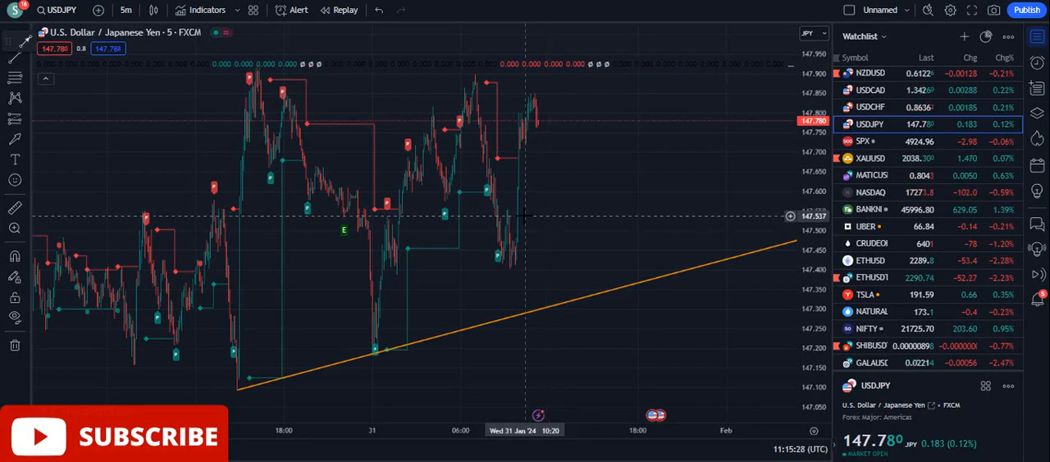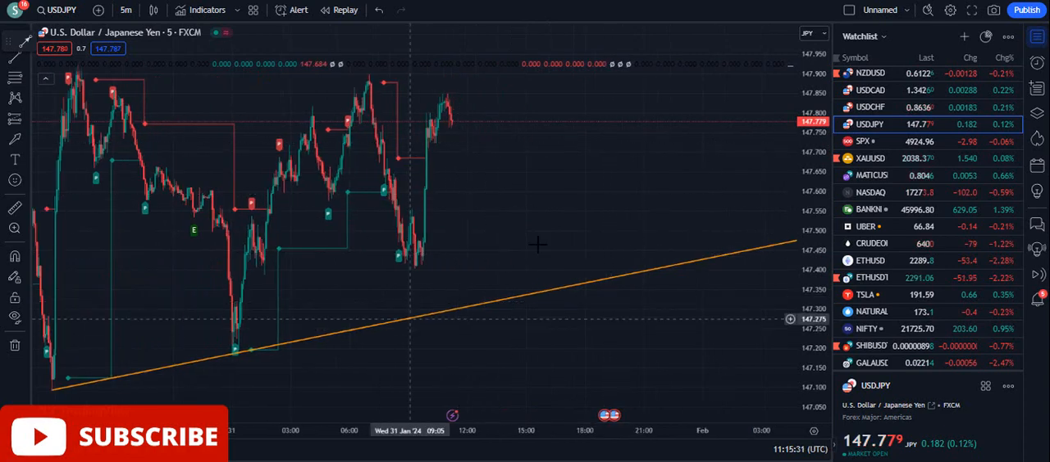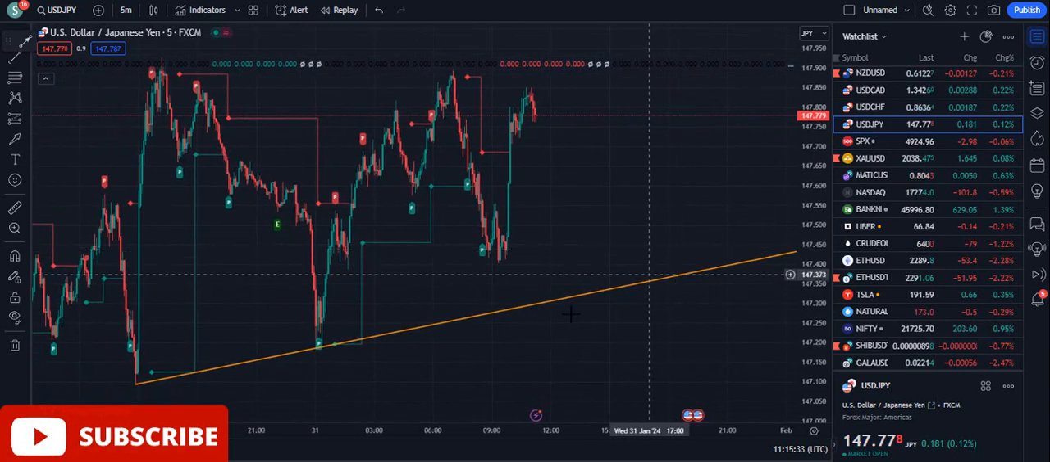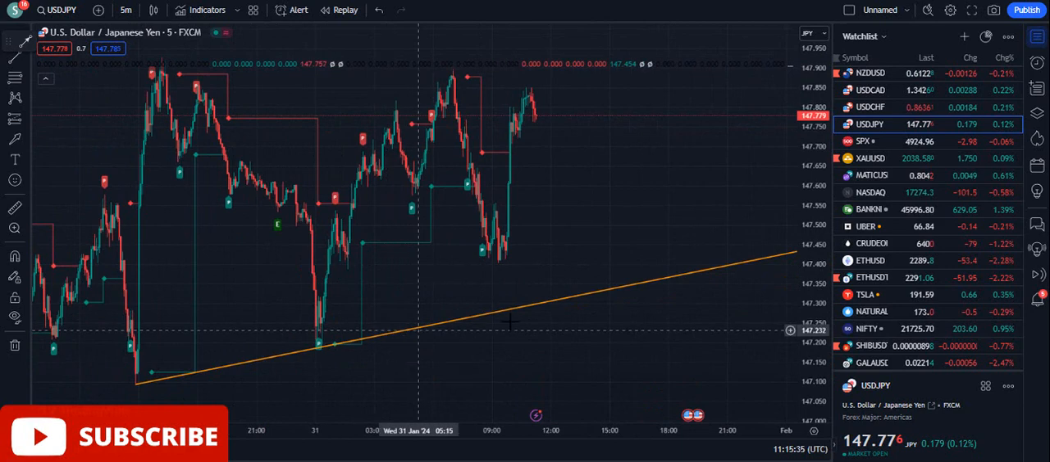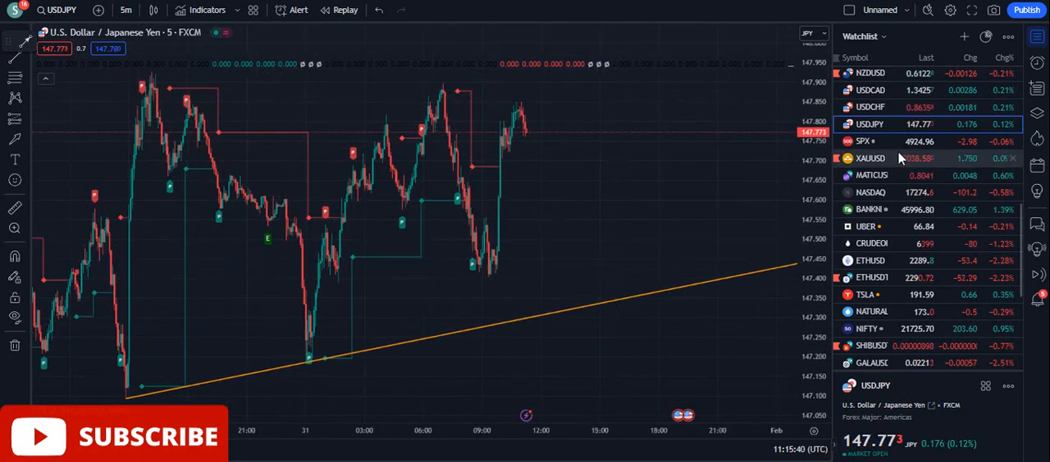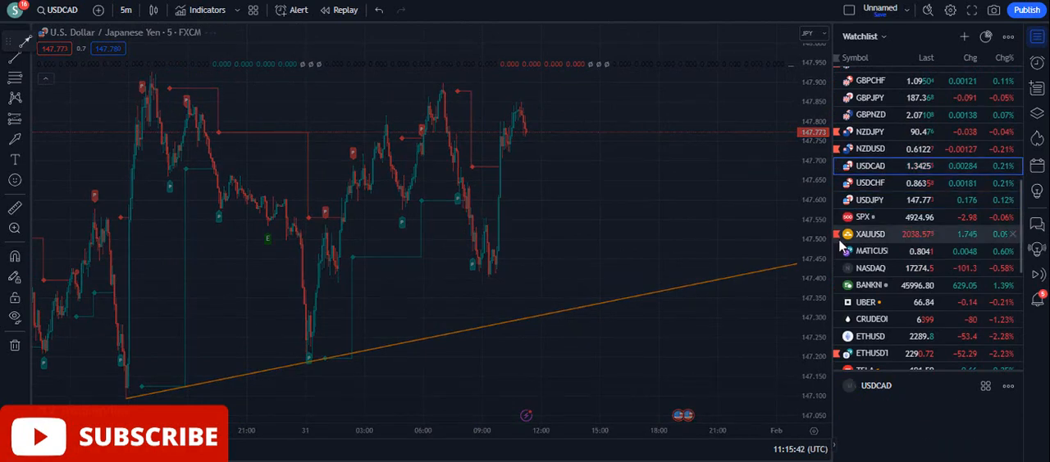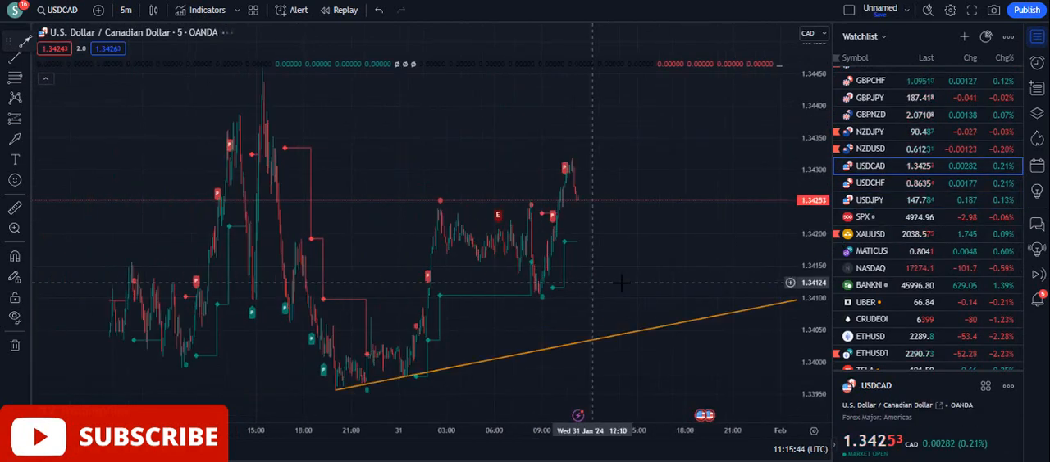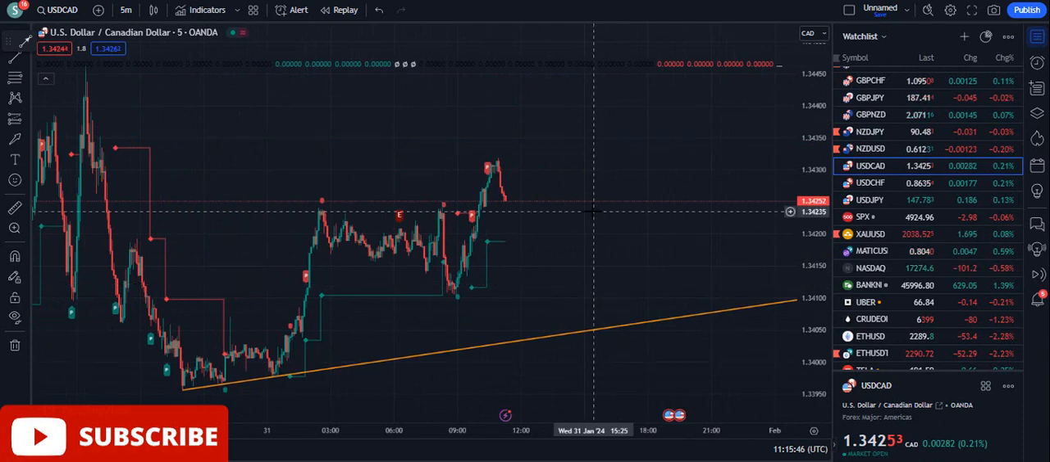Okay, so as you can see about this indicator, we are able to see the trend line here and we have so many reversal signals here, and in this video I will explain how you can attach both of these indicators to get the maximum from the market, and you are going to love this trading setup.